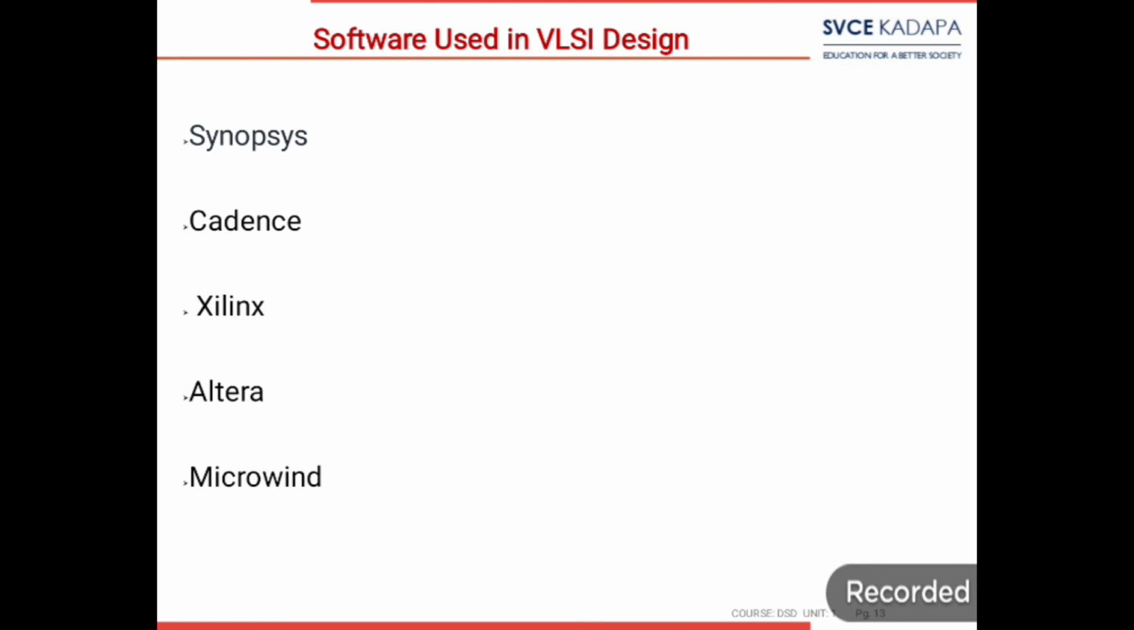What are the softwares used in VLSI design? This is one of the most important things. Only 5 softwares are mentioned here, but many softwares are available. The topmost softwares used for implementation of ICs are Synopsys, Cadence, Xilinx, Altera and Microwind. These are the top 5 softwares used for implementation of VLSI design.